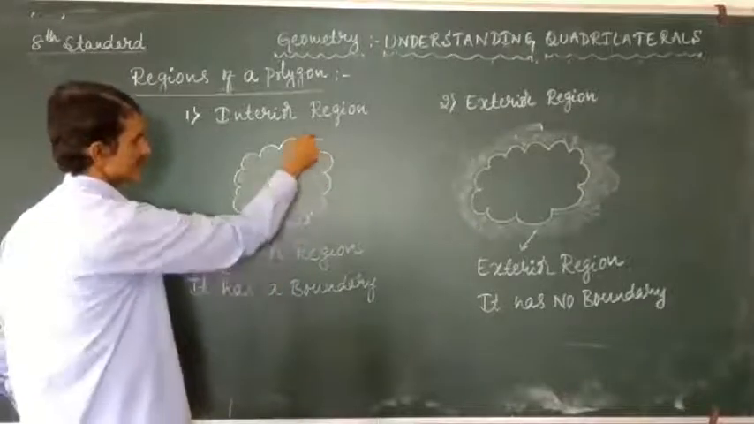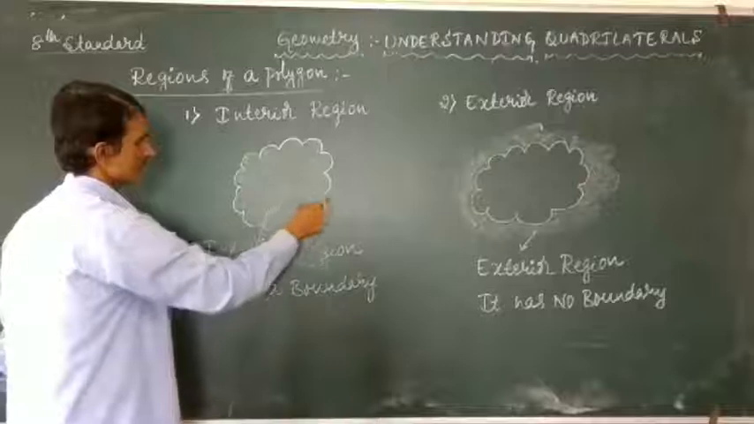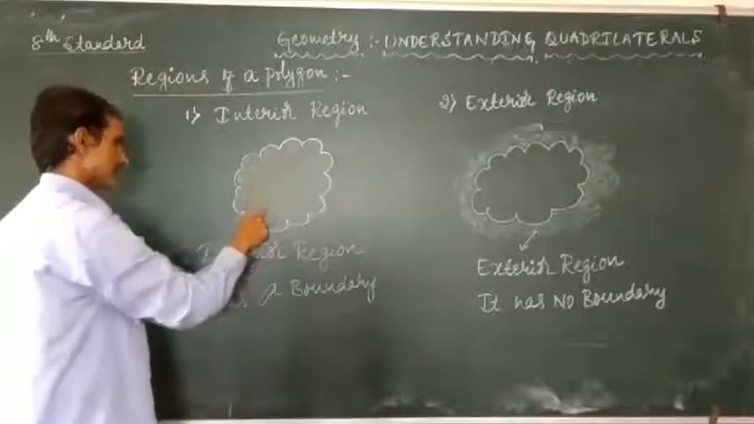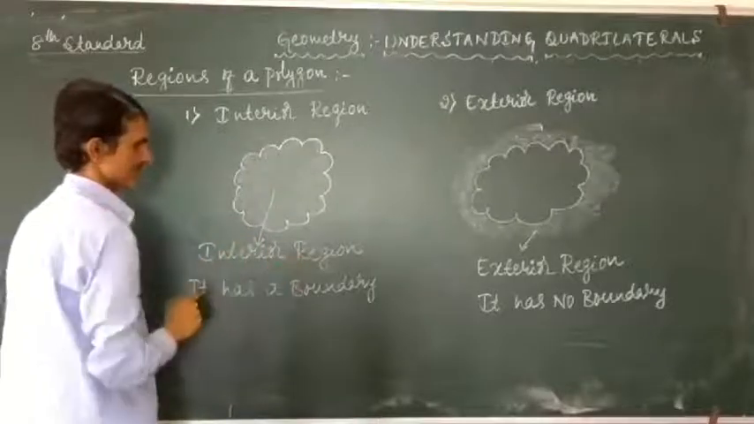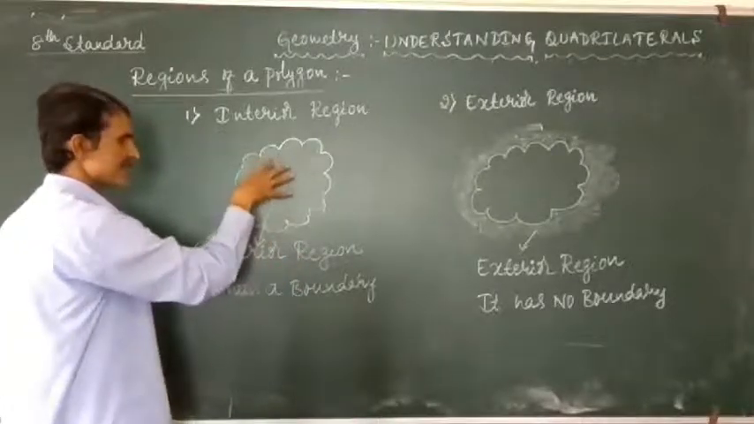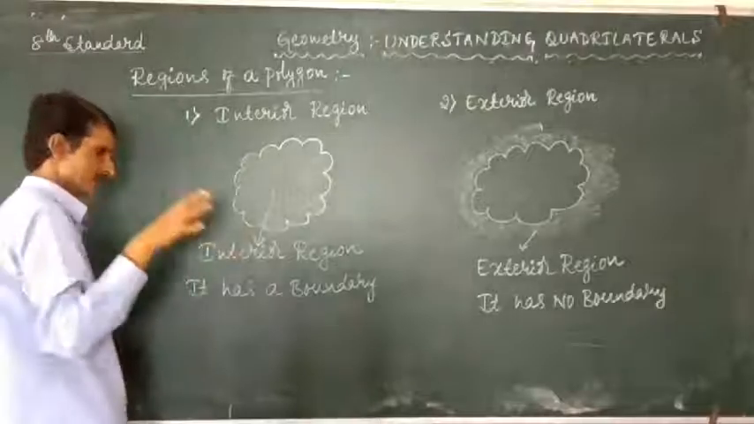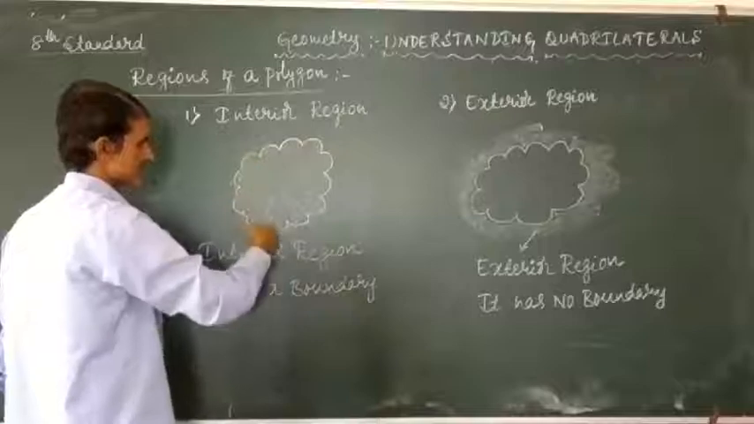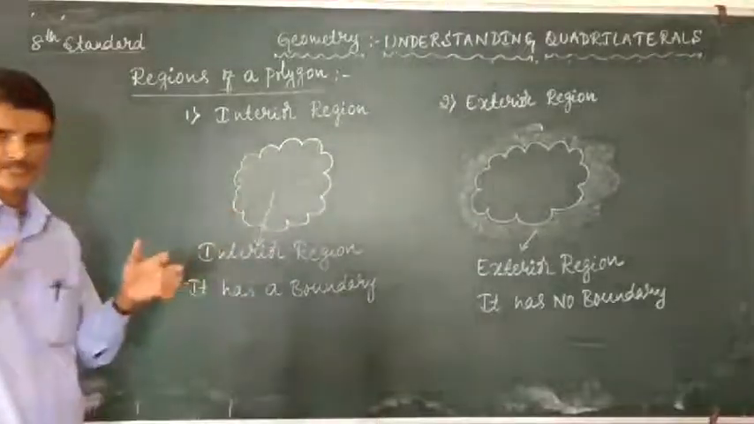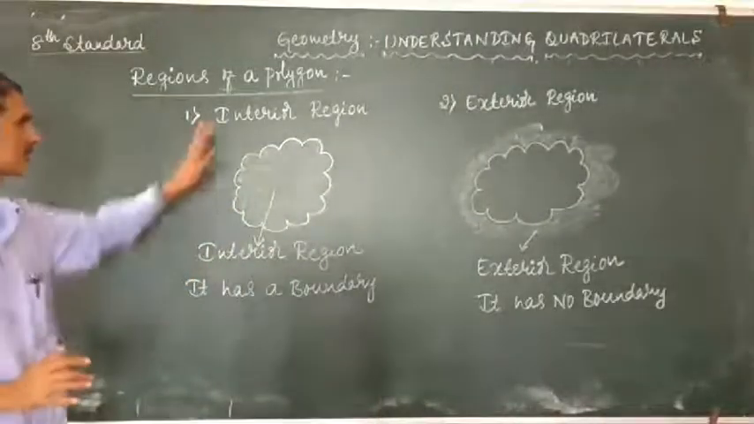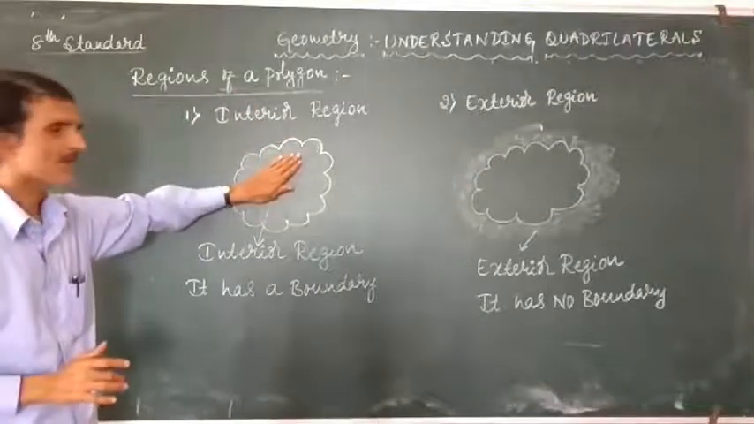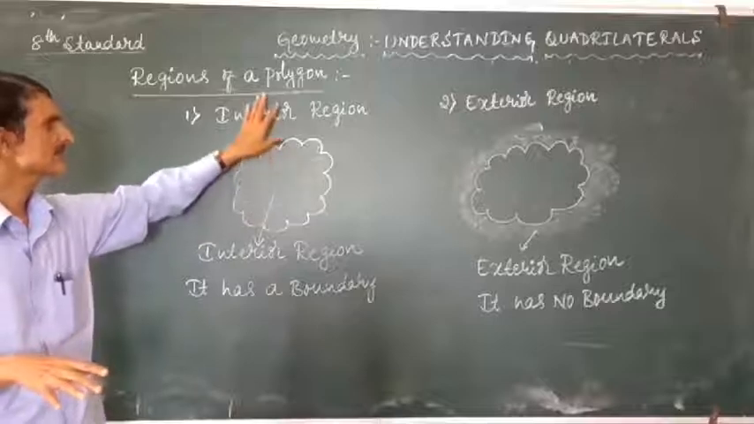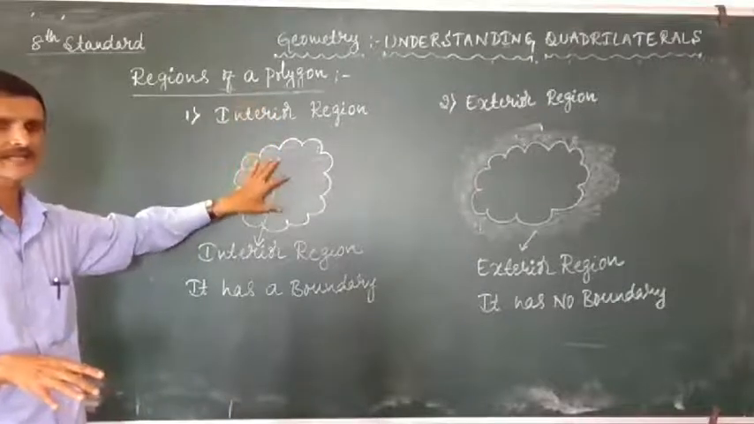The area which is closed or bounded, the interior part, is called the interior region. This interior region of the polygon has a boundary, it has a limitation. So this is the inner part. That means, generally, we can say that the inner part region is called the interior region.